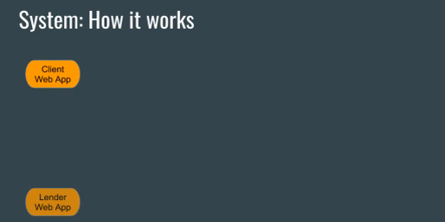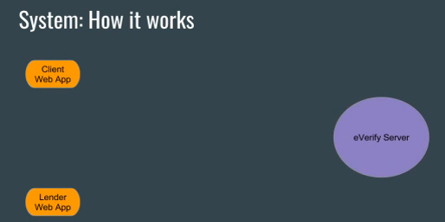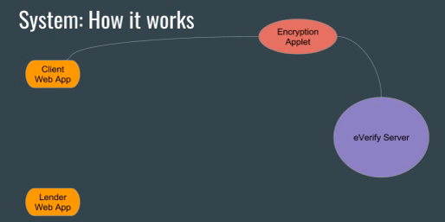Our system is made up of three main components: the client application, the lender application, and the eVERIFY server. A new transaction begins on the client-side application. First, the user downloads the encryption applet from the server. Next, the user enters in their bank information and the minimum qualifying balance, along with the lender that wants to verify this information.